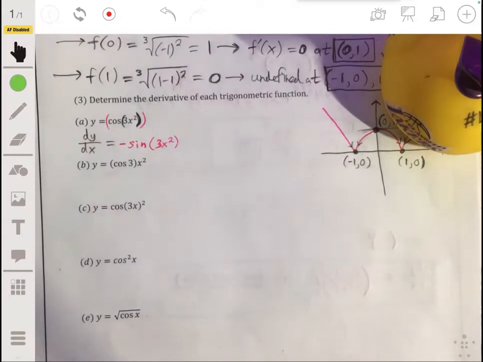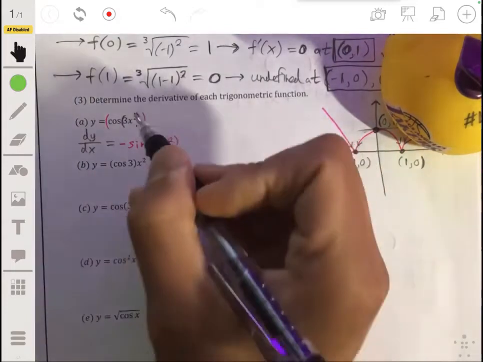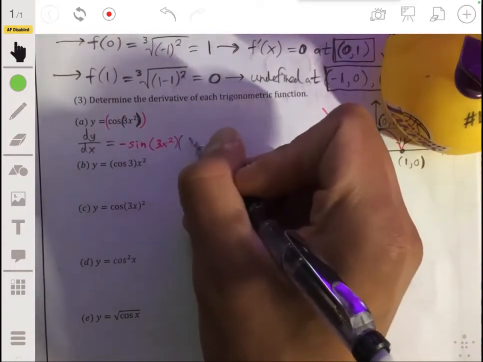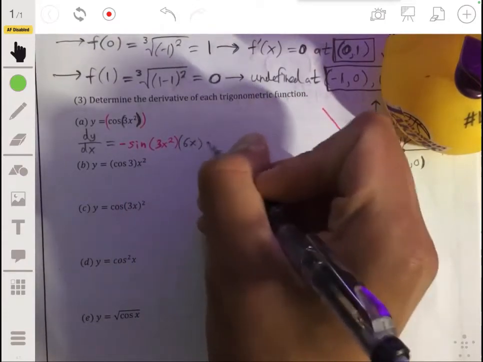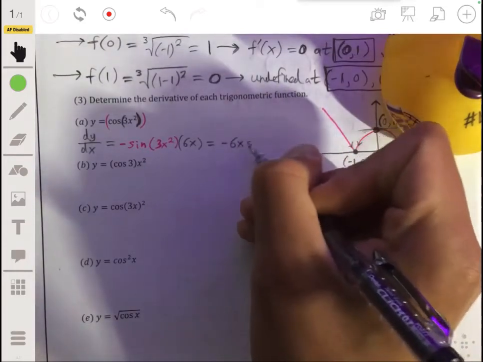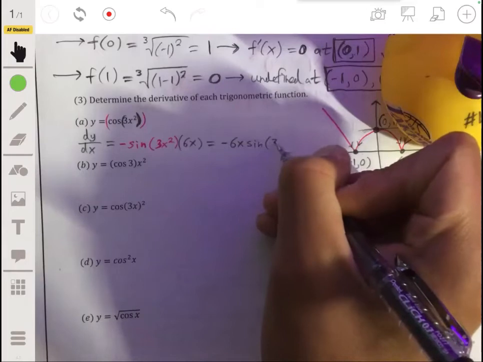And then from there, we multiply it by the derivative of the inside function, so the derivative of 3x squared, which is 6x. And this is our answer. We can just clean it up a little bit. So we have negative 6x times the sine of 3x squared.